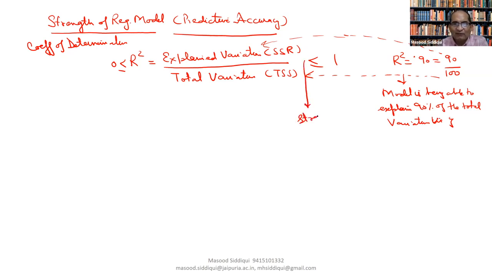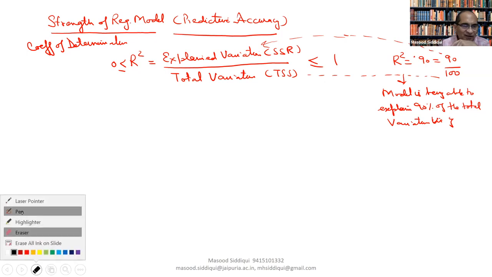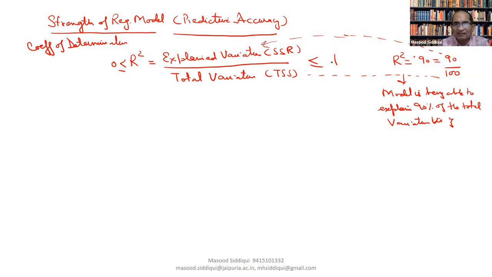It means if we are having values of R square near to 1, then we can say that our proposed regression model has high predictive accuracy, or our regression model is strong. So if values are near to 1, then we can say that this relationship is strong.